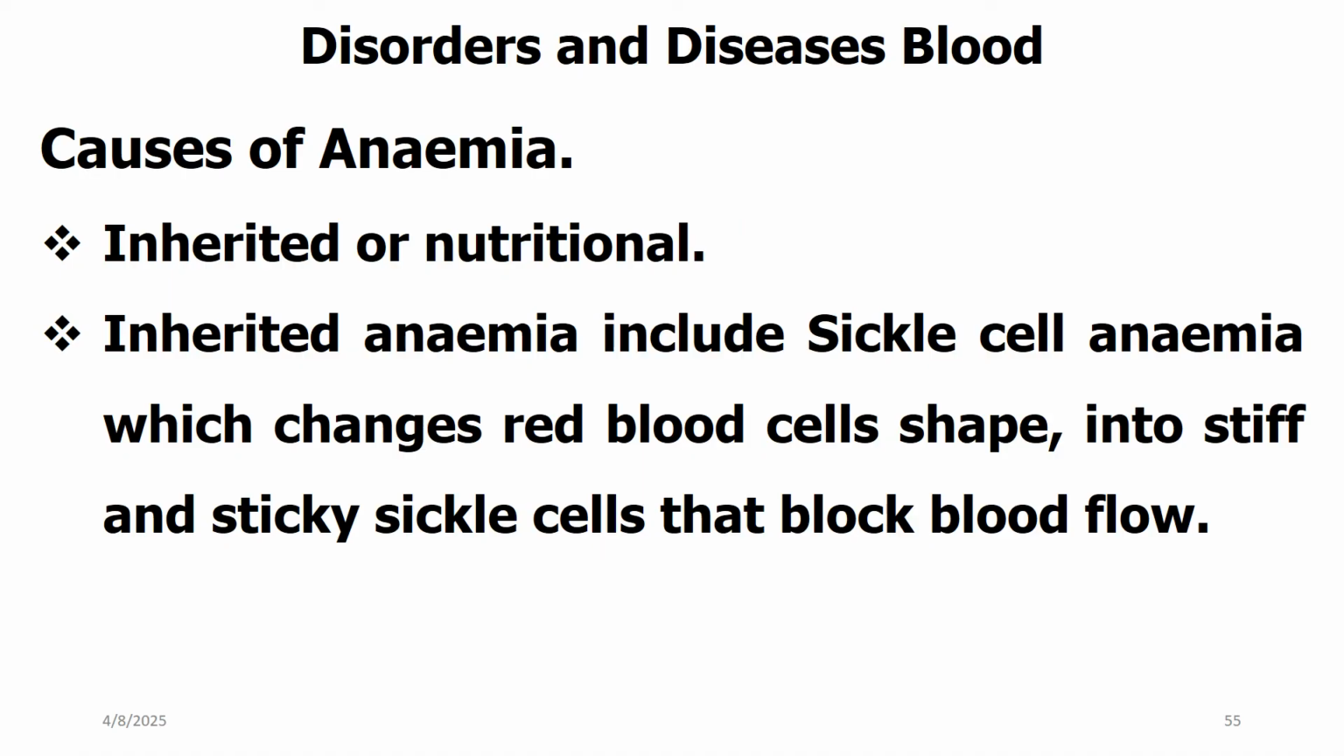Now, what are the causes of anemia? One, it could be inherited or could be nutritional. Inherited anemia includes sickle cell anemia, which changes red blood cell shape into stiff and sticky sickle cells that block blood flow.